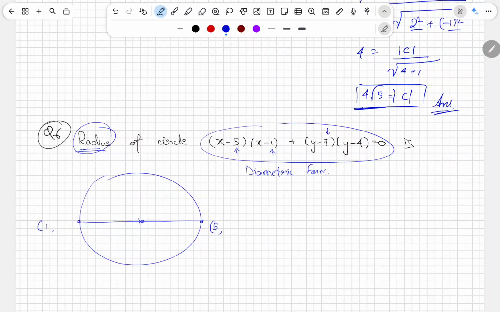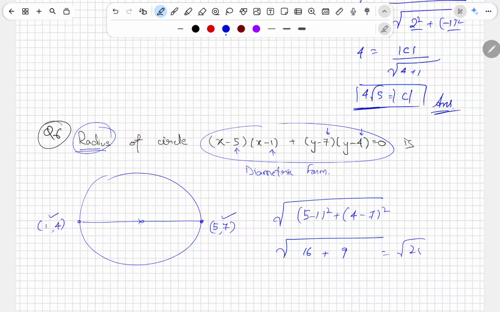Now y's one coordinate is 7, other coordinate is 4. Now I have to find the distance between these 2 points. The distance between these 2 points will be under root of (5 minus 1) square plus (4 minus 7) whole square. So it is going to be 4 square, 4 squared is 16, and 3 square is 9. This will be root 25, which on solving becomes 5.